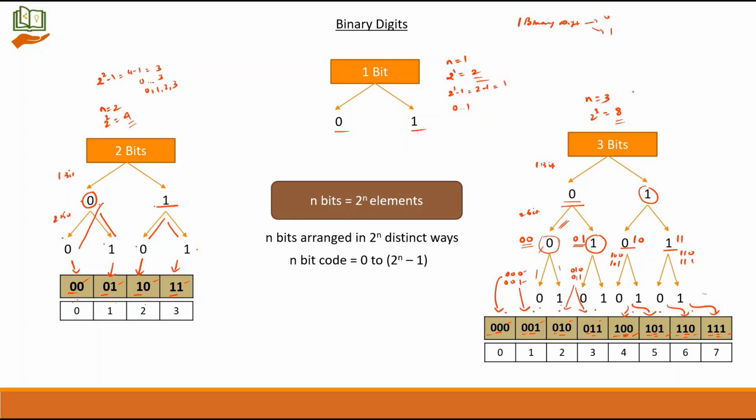Then we go for 2 power 3 minus 1, which is equal to 8 minus 1, that is equal to 7. So here you can see 0, 1, 2, 3, 4, 5, 6, 7. So this is what they have represented in general as 0 to 2 power n minus 1.